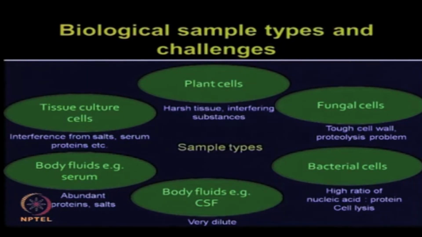If you are interested in plant cells to extract the protein, those are very hard tissue and there are various interfering substances present there, phenolics and other salts. Now, you need to get rid of those interfering substances. Fungal cells such as yeast or other types of fungus, if you are interested in performing proteomic applications on these samples, you need to break open the very tough cells. So, the proteolysis problem also occurs in these samples.